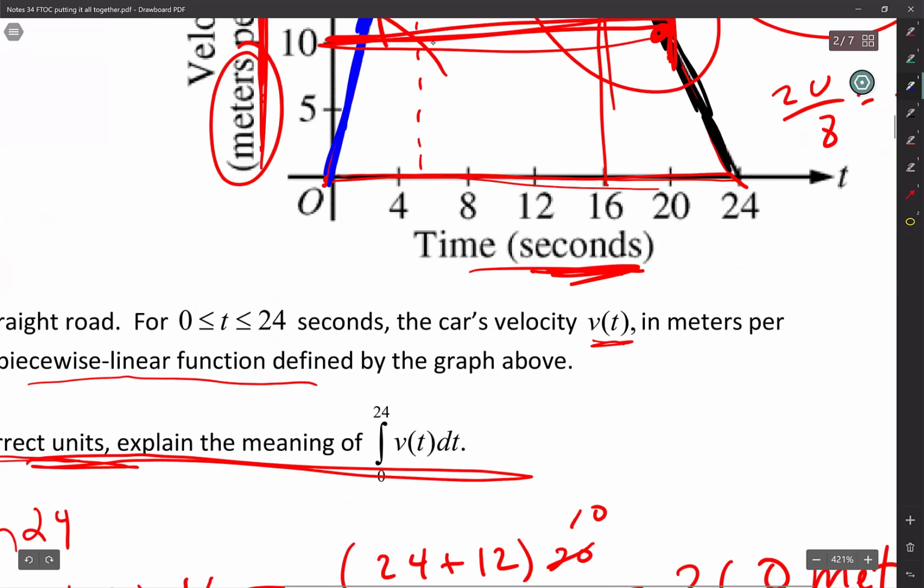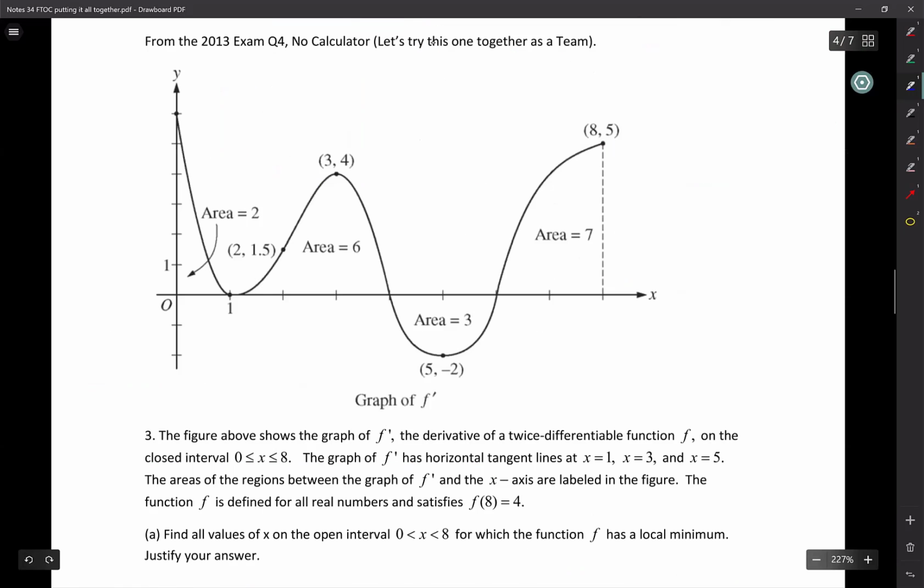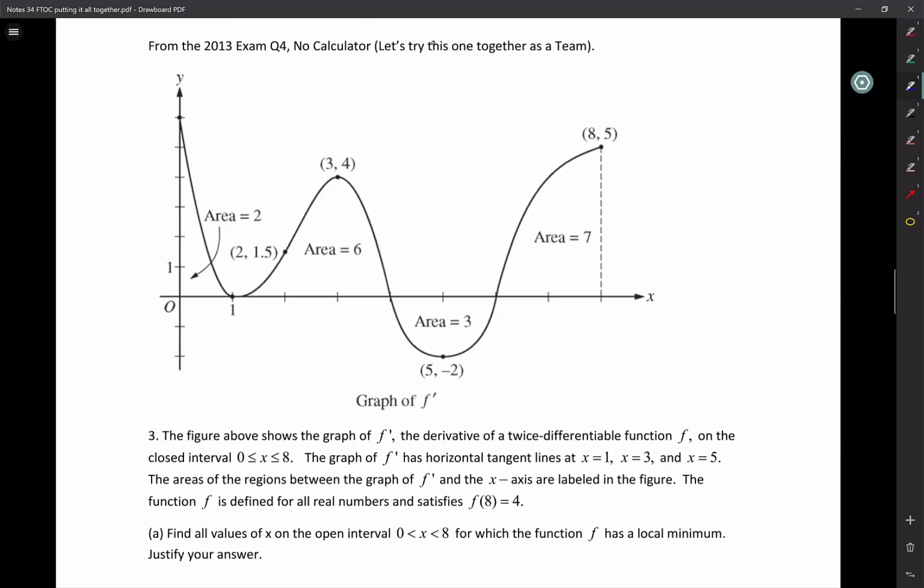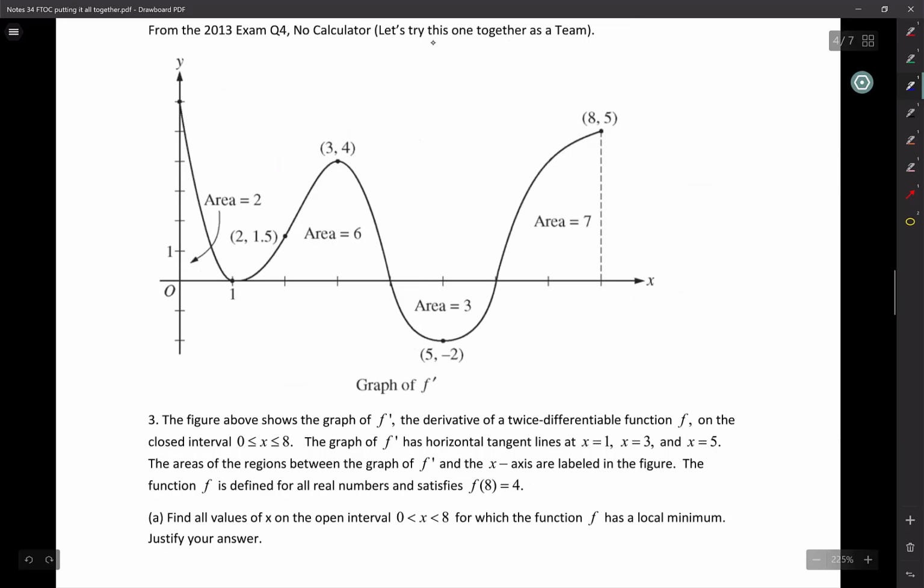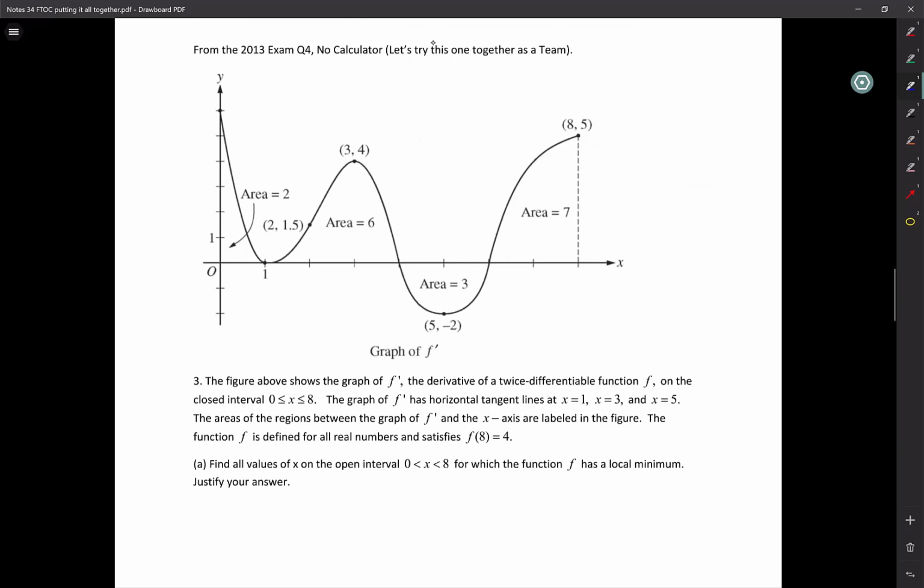All right, Ms. Godinez is going to take care of the next question, guys. I know that we've been going pretty hardcore on this, but I think we're ready. So a synopsis for this question real quick. They give you the F prime graph. And on the F prime graph, you're given areas. You guys can read it. So, Godinez, do you want to read it for them? And then you guys can figure it out.